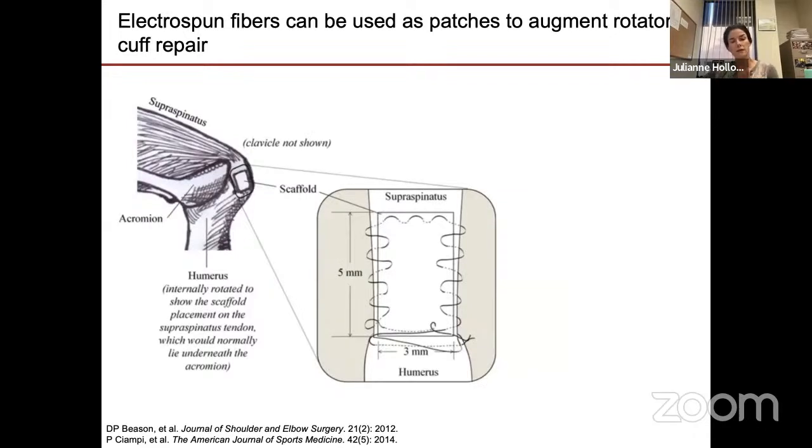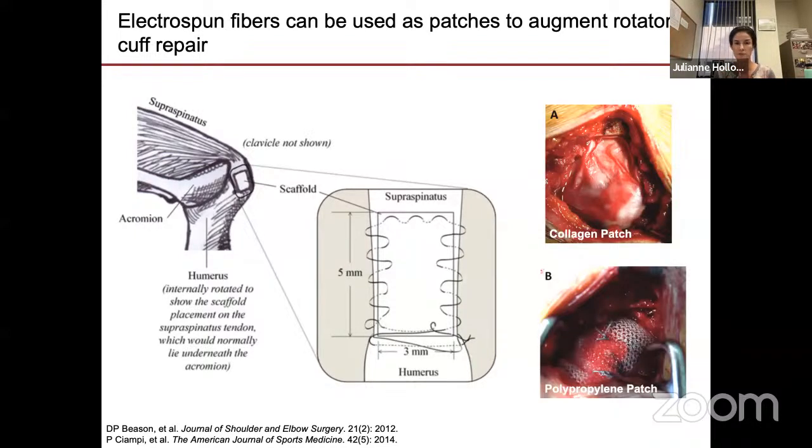What is also beneficial is that these electrospun fibrous scaffolds can also be used as patches to augment rotator cuff repair, and that this fits in quite nicely into the already existing surgical procedure. So as I mentioned before, when you tear your tendon, the tendon is sutured back to the bone here. And so the fibrous scaffold can be placed as a patch during this normal surgical reconstruction over the tendon bone interface. This has in fact been done for a couple of different types of patches in the clinic. You can see a collagen patch and polypropylene patch shown here.